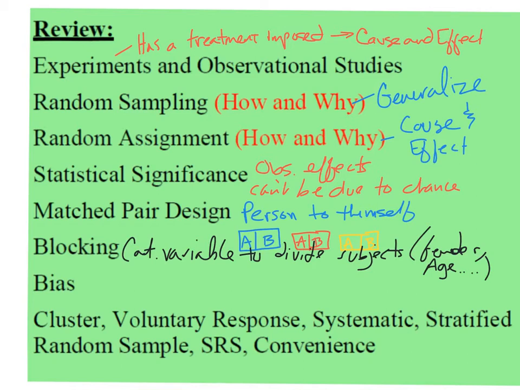Okay, that's blocking. That's very similar to a stratified random sample, or it feels similar, I should say. I want to explain the difference in just a minute.